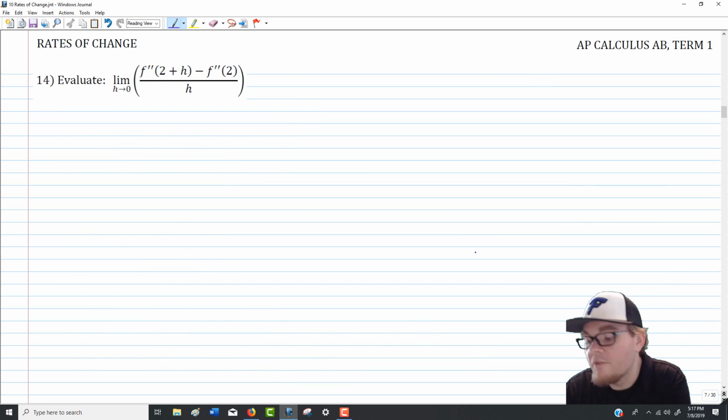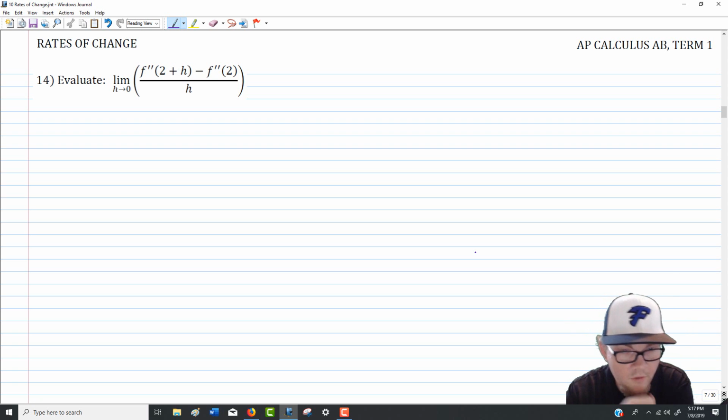Okay, that brings us next to question 14. 14 brings back in the definition of the derivative, which is good because you should not lose sight of it. But in addition, it also asks you kind of an interesting question. It gives you a difficult task to actually model. We're supposed to evaluate the limit as h goes to 0 of the quantity f double prime of 2 plus h minus f double prime of 2 all over h.